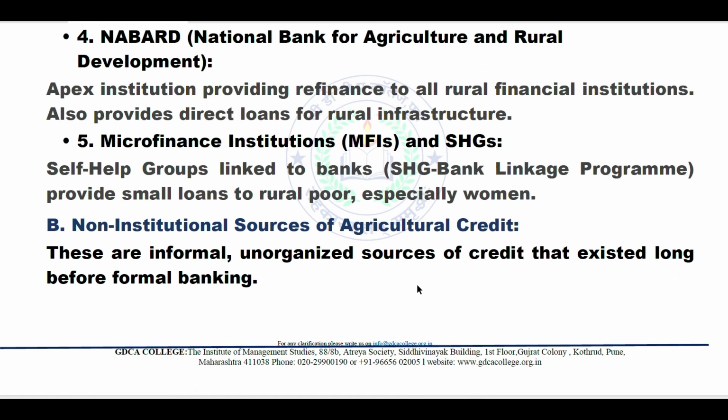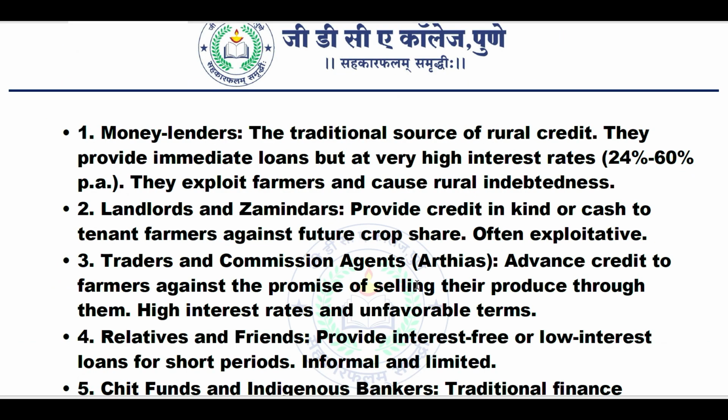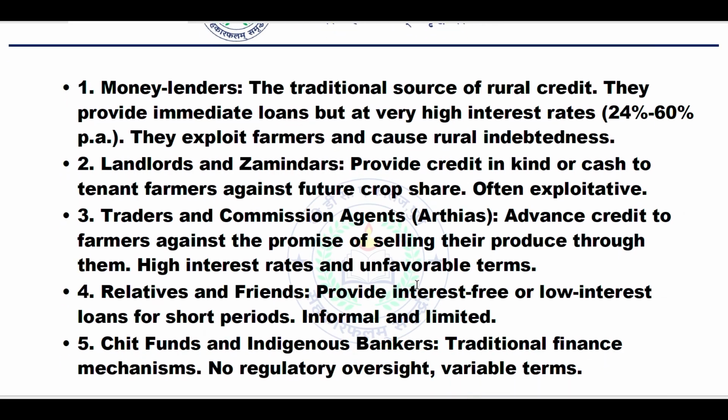B, non-institutional sources of agricultural credit. These are informal, unauthorized sources of credit that existed long before the formal banking structure. Number one, money lenders, the traditional source of rural credit. They provide immediate loans but at a very high rate of interest, that is 24% to 60% per annum. They exploit farmers and cause rural indebtedness.